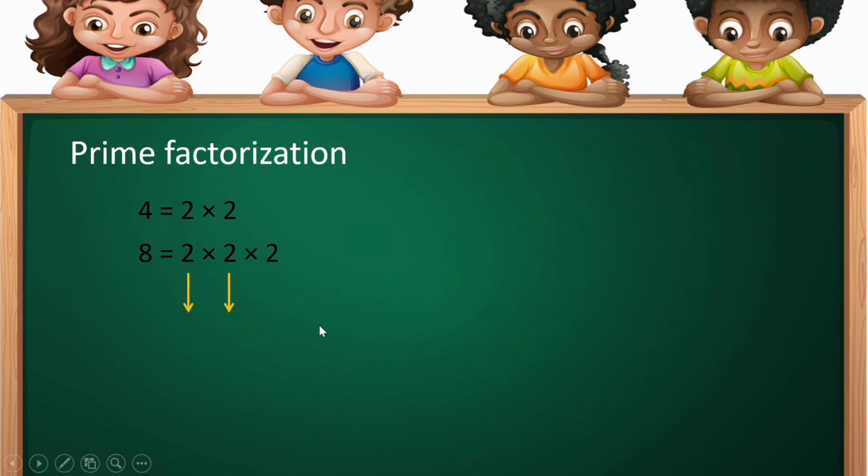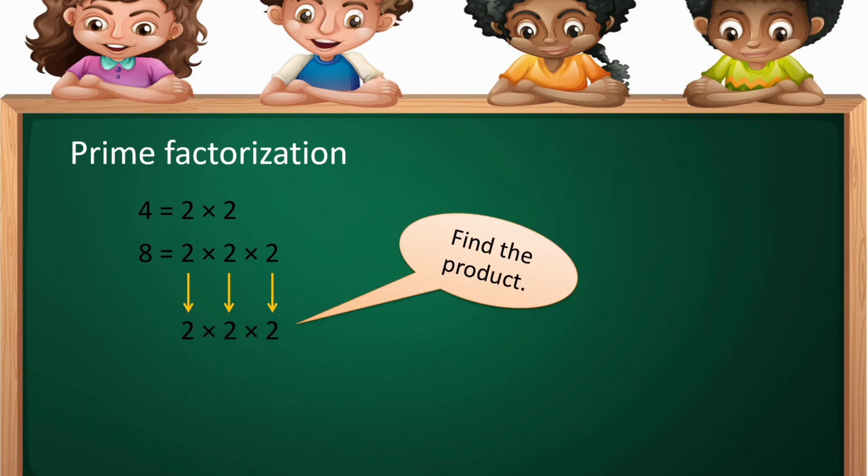So now we are getting a multiple of 4 and 8. So 2 times 2 times 2. So find the product. The multiple of 4 and 8 is 8. Again, we are getting a multiple of 4 and 8. So that's why we should bring down all the numbers.